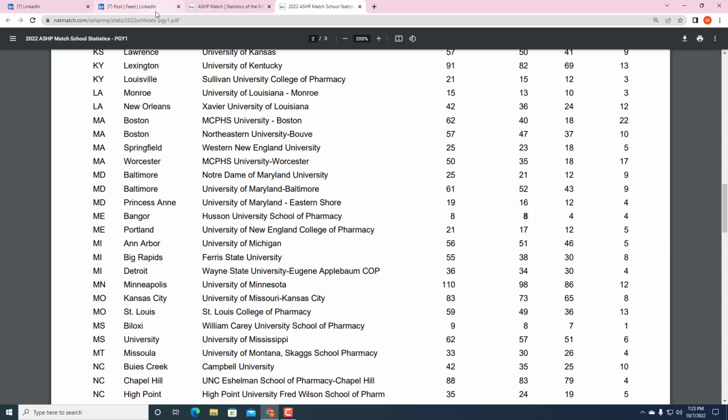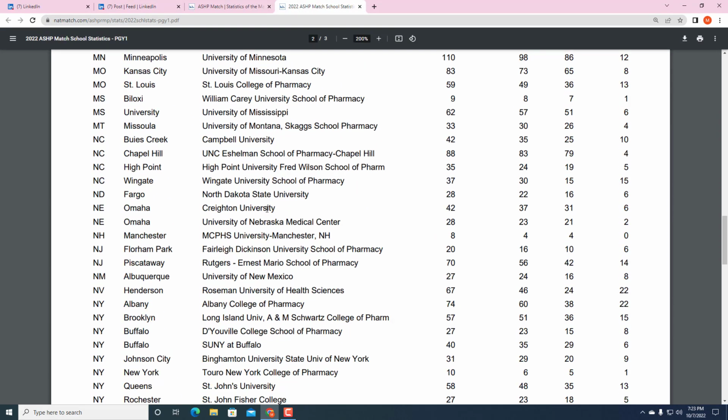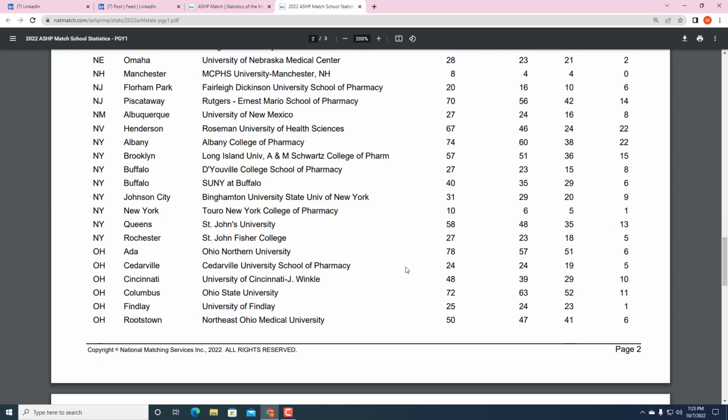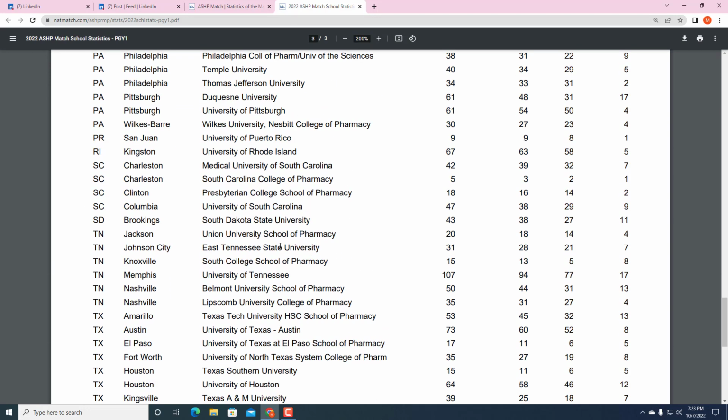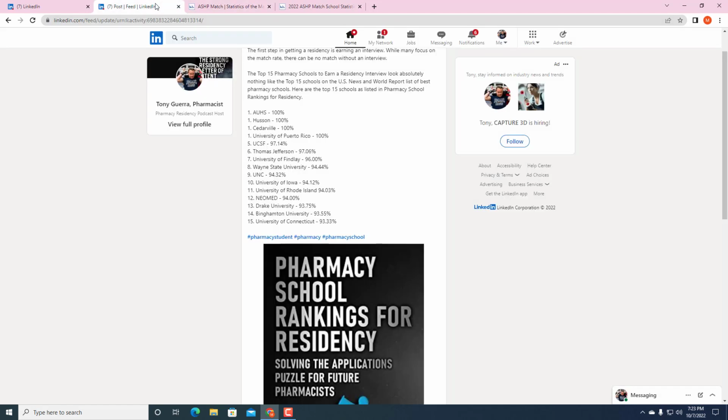Okay, and then you just go to the next one, Cedarville, same thing, and I feel like Cedarville's in Ohio. Okay, and then we go down there and we see that, yep, 24 out of 24 of those that were registered got an interview, and then Puerto Rico, same thing, 9 out of 9. These are smaller numbers when we talk about these first groups. So UCSF, they're obviously going to have a much, much bigger number.